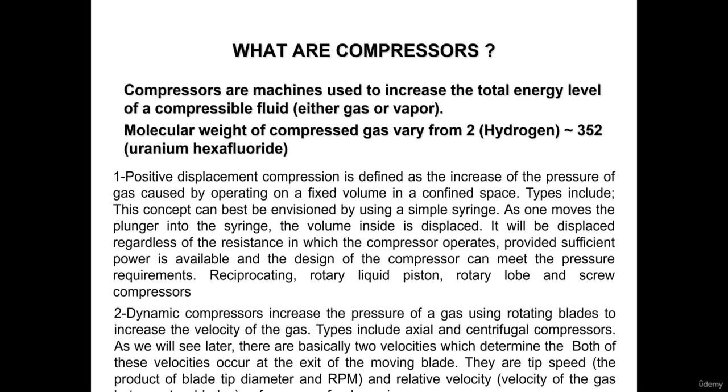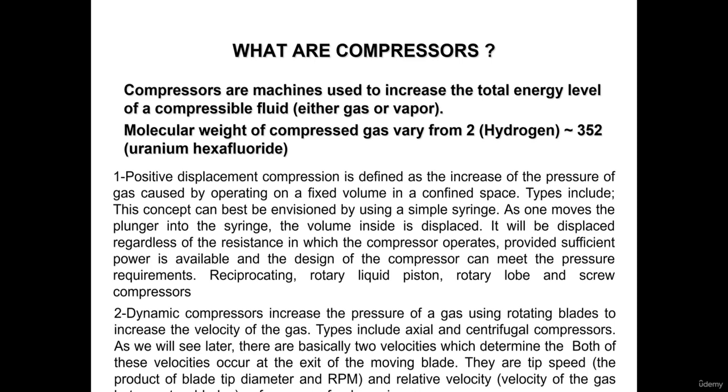The dynamic compressor, the second category, increases the pressure of the gas using rotating blades to increase the velocity of the gas. Types include axial and centrifugal compressors, which we will see later. There are two velocities which determine the head. These velocities occur at the exit of the moving blade. This is given by the Euler equation, if you remember it from your undergraduate engineering studies.